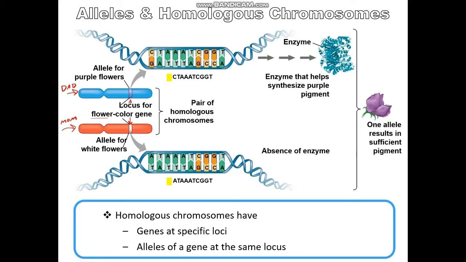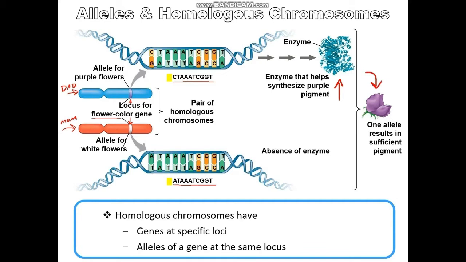This is a gene for flower color in this instance. Now, it's going to be the same kind of gene in both locations, but the exact sequence of nucleotides might be different for them. And if you change the sequence of nucleotides, you change the resulting enzyme that is synthesized from that gene. If you have even one functional copy of this gene, you are going to make the purple color pigment that results in purple flower color.